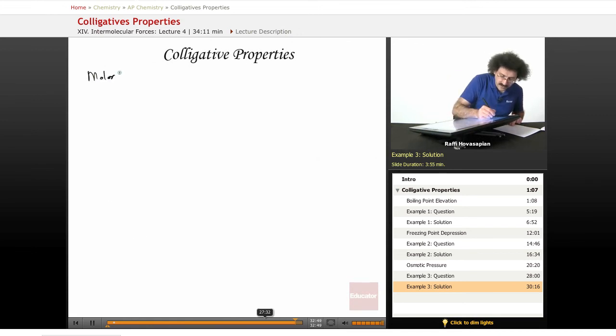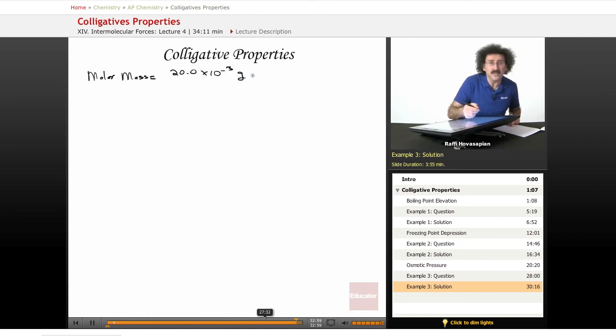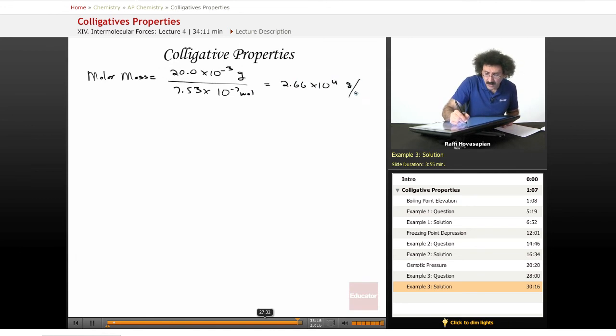So, molar mass, which is what we want, is equal to 20 milligrams, which is 20.0 times 10 to the negative 3 grams. I just use the definition of milligram instead of doing the conversion. I'm perfectly free to do that. Divided by 7.53 times 10 to the negative 7 mole. When we do that division, we get 2.66 times 10 to the 4th grams per mole. That is huge, 26,600 grams per mole. That's actually pretty small for a protein.